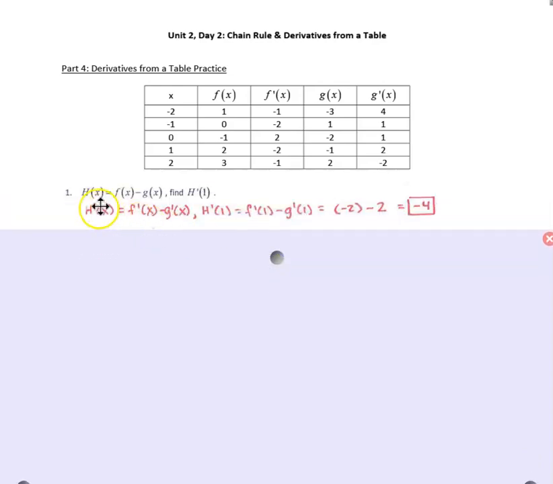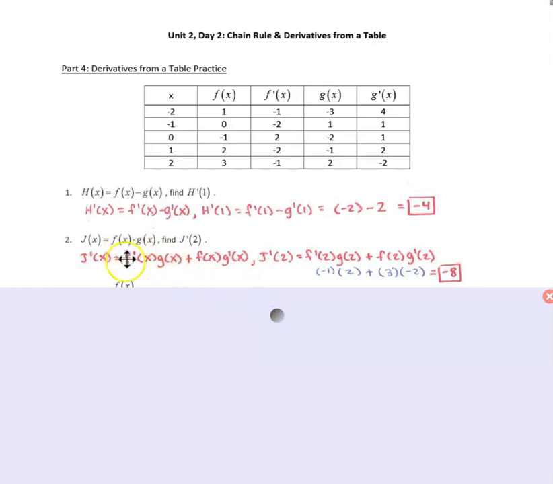The first question is just h equals f minus g, and then they want us to find h prime of 1. So the first thing you're going to do is to symbolically manipulate the derivative here, just saying h prime equals f prime minus g prime. These are just power rules right here. And then to find h prime of 1, we sub in 1. So we get h prime of 1 is f prime of 1 minus g prime of 1. Going to the table, f prime of 1 is negative 2, and g prime of 1 is 2. So negative 2 minus 2 is negative 4.